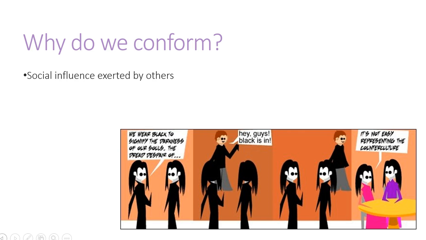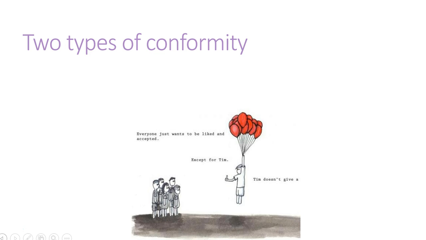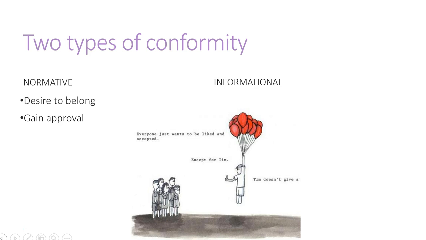Why do we conform? We conform because of the social influence that is exerted on us by others. There are two types of social influence that can affect our ability or possibility of conforming, and these are known as normative and informational. Normative influence is when we conform by going along with others because we desire to be like them. We also do it to gain approval or to avoid disapproval. Informational influence is when we conform by going along with the group because we have accepted their point of view.